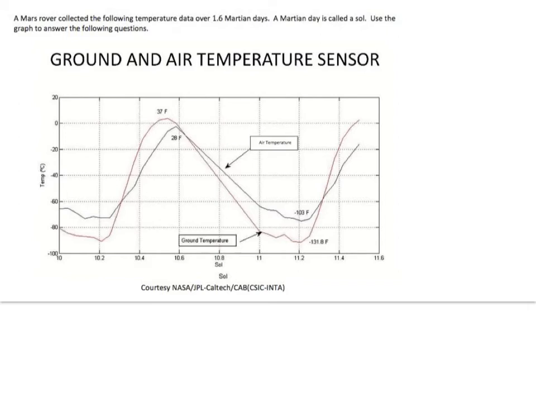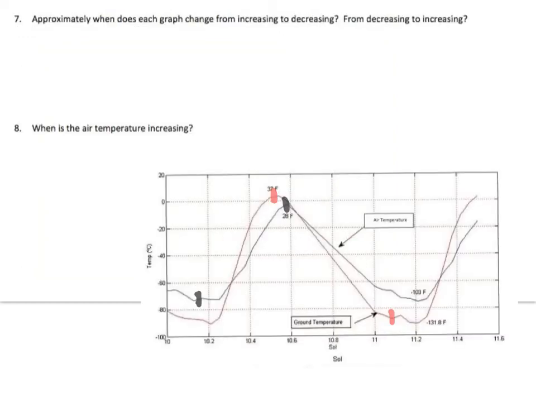I've got a Mars rover that collected the following temperature data over 1.6 Martian days. A Martian day is called a sol. Use the graph to answer the following questions. All right, this is super duper important, and I'm going to try to go through it somewhat slow, even though this lesson is getting pretty long. So, approximately when does each graph change from increasing to decreasing?